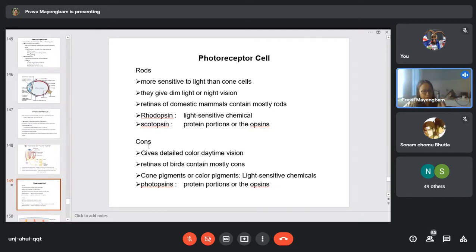Okay, and the cones give detailed color daytime vision, as they are less sensitive to light than the rods. They will be more involved during the daytime. So the retinas of birds contain mostly cones. This may be the reason why birds don't go foraging at night time. Except for a few nocturnal birds, most birds come to their nest during night time when it is dark.